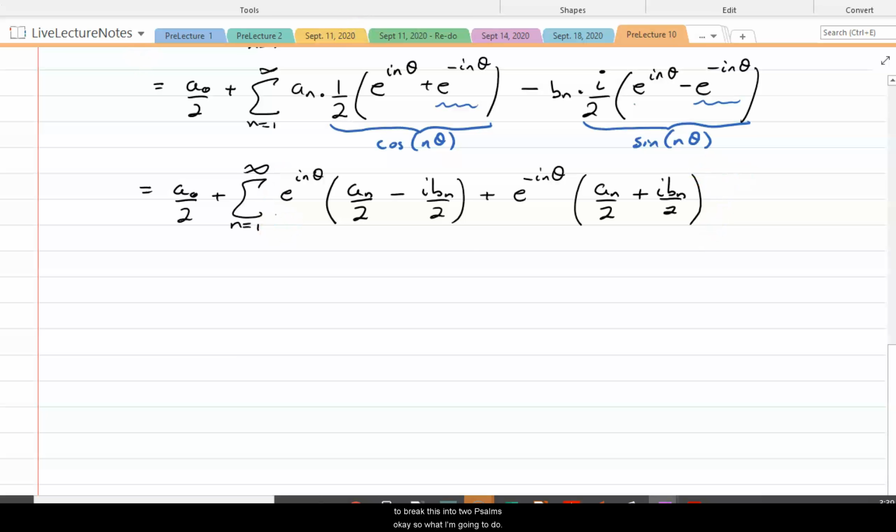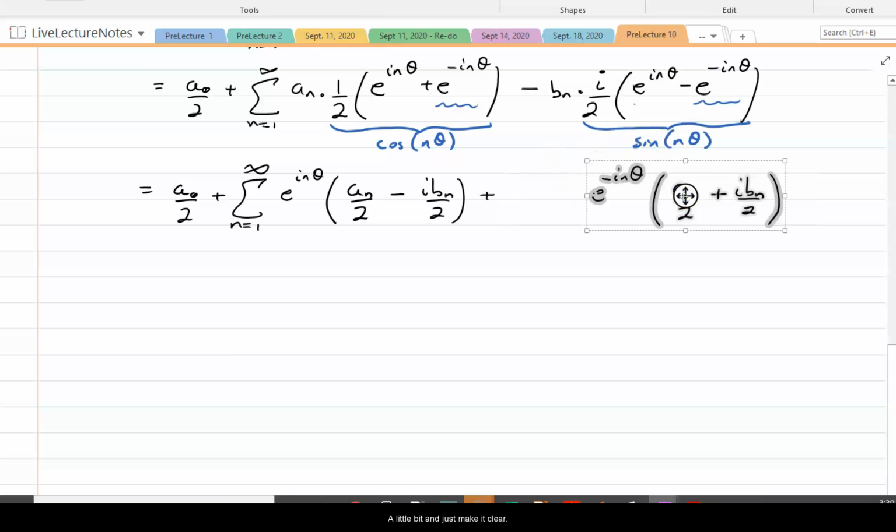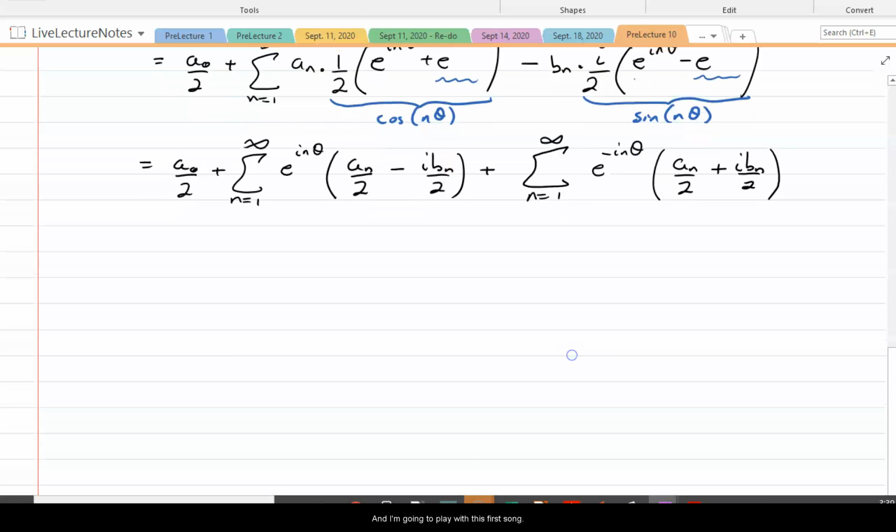Okay. So what I'm going to do is take this guy and move it over a little bit and make it clear that this is also summed n equals 1 to infinity. So I just had a summation over two terms, so I'm just writing it explicitly there. Okay, now I'm going to play with this first sum. And I'm going to do something called reindexing.